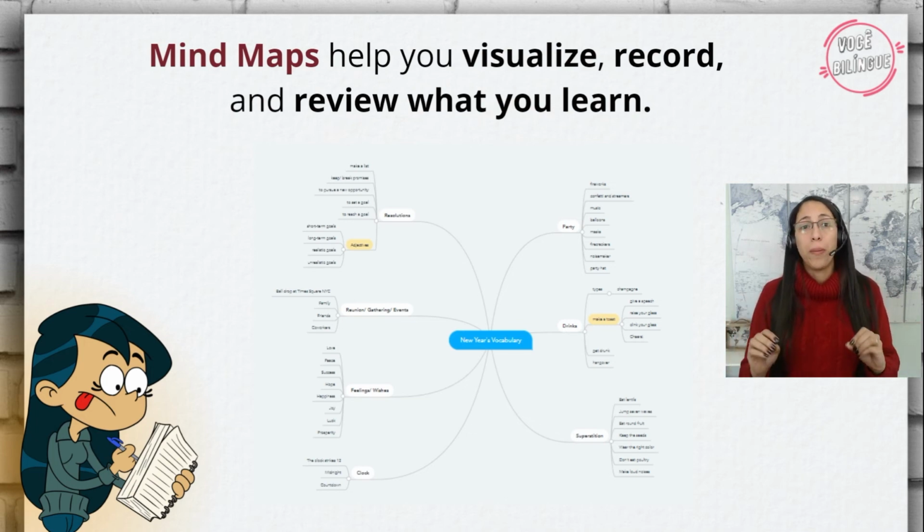And mind maps help us visualize, record, and review what we learn. And that's why it's so important to actually have them. All right, and this is a really good technique that you can use to learn English or any other languages, really. I use them for everything.